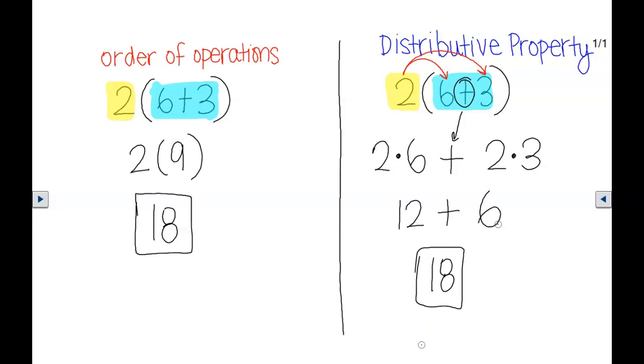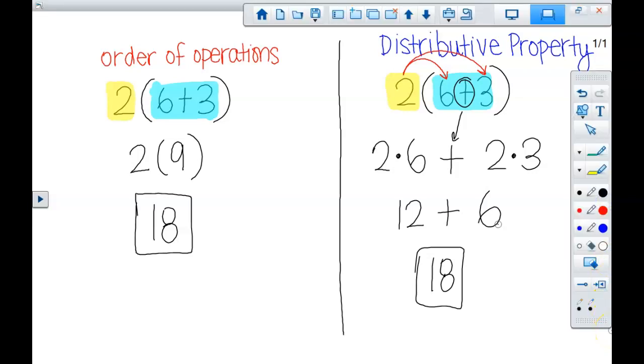So 2 different ways to do this problem, 2 different ways to arrive at the same answer. When we need to do 2 times the entire group 6 plus 3, we can work out the group first, make that 9, and then do 2 times the whole group, 2 times 9, and get 18. Distributive property says that instead of doing order of operations, like we did over there, to multiply 2 times this entire group, we can get that done by distributing the 2 and multiplying him by each member. So 2 times 6 plus 2 times 3. And notice that it does indeed give us the same answer. Now, distributive property is something you're familiar with. So you have seen that before. Not new to you.